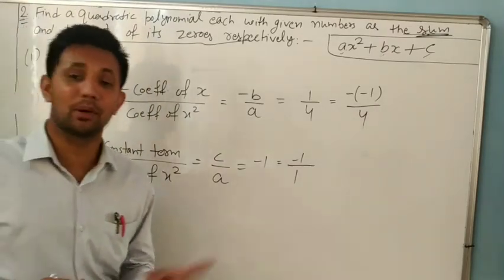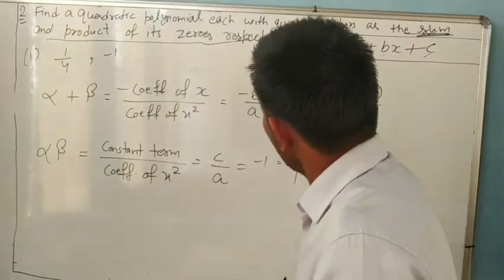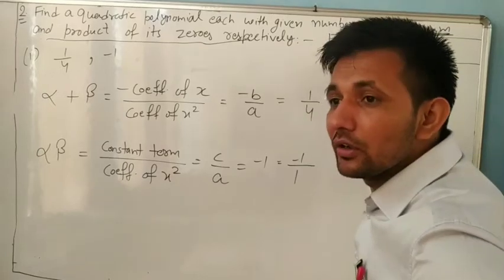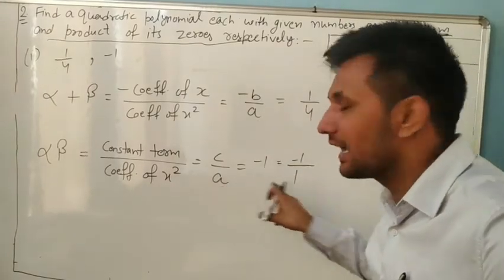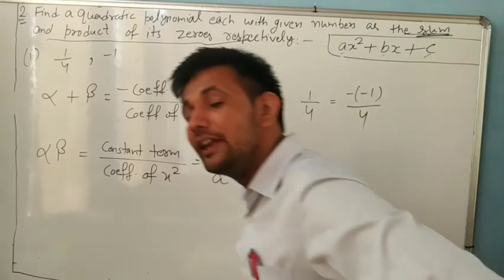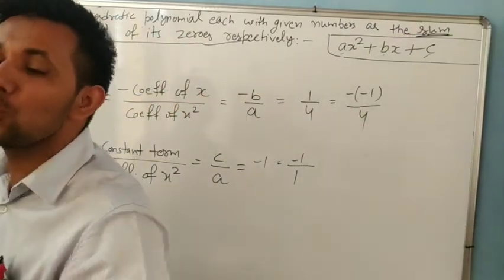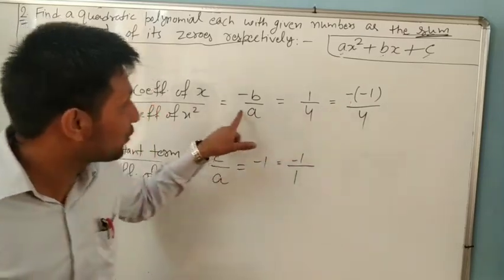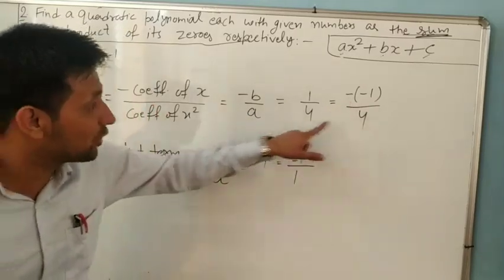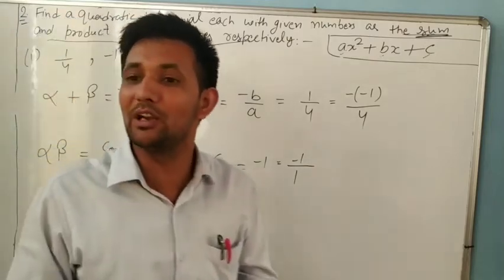Now you have to remember, it is very important. Is a only one value or not? A here is 4, and a here is 1. Is it possible to have two values of a? No, because a is the same in both, so a should be the same. Look at what we will do now.